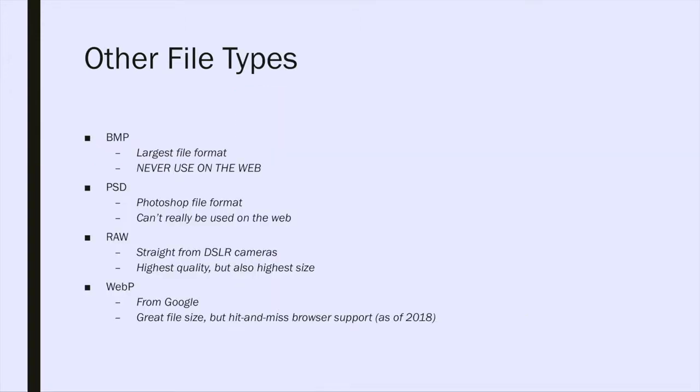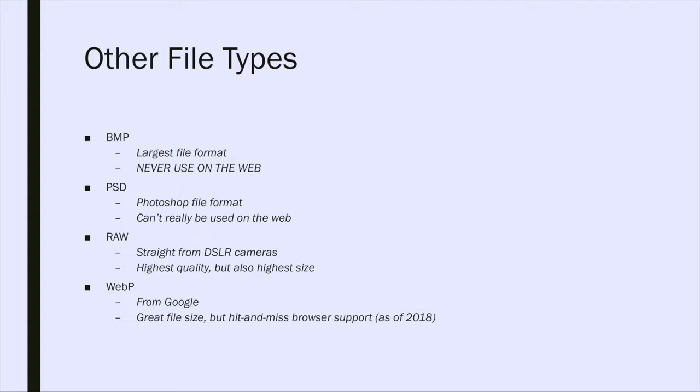Other file types include BMP or bitmaps. This is the largest file format, and please never use this on the web. Some of the images that are brought from cameras can be anywhere from 4 to 5 megabytes, and if you ever try to load a 5 megabyte file on the web, it takes forever, even with the fastest of speeds.